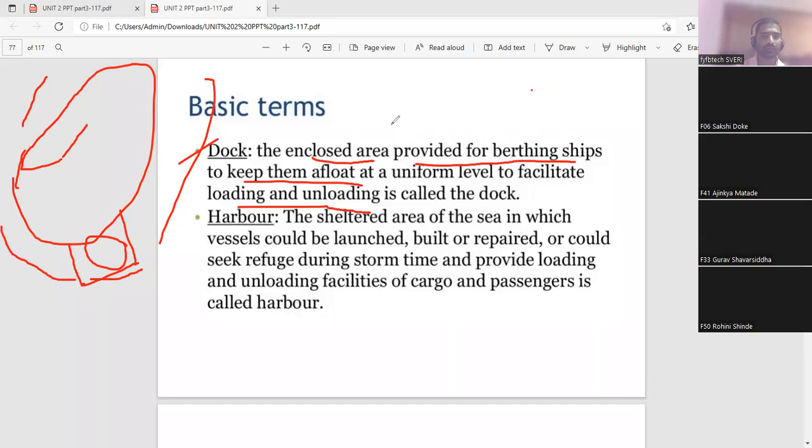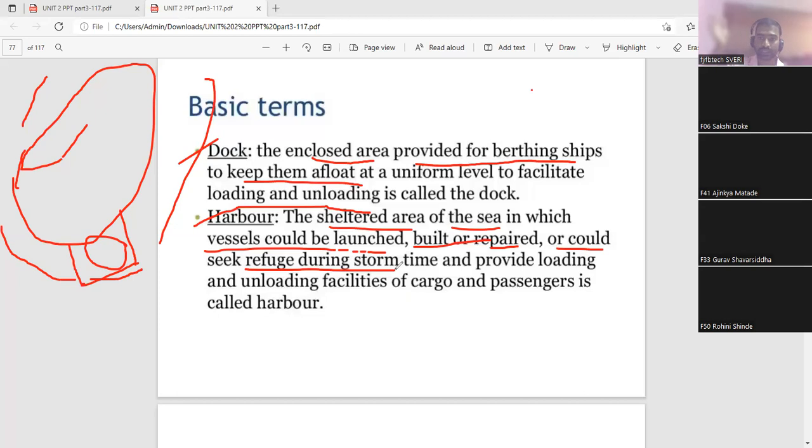Then what is the next point? That is the harbor. A harbor is a sheltered, protected area of the sea in which vessels can be launched, built or repaired. Ship can be launched, ship can be built, repair of the ship will take place, and ships could seek refuge during a storm.